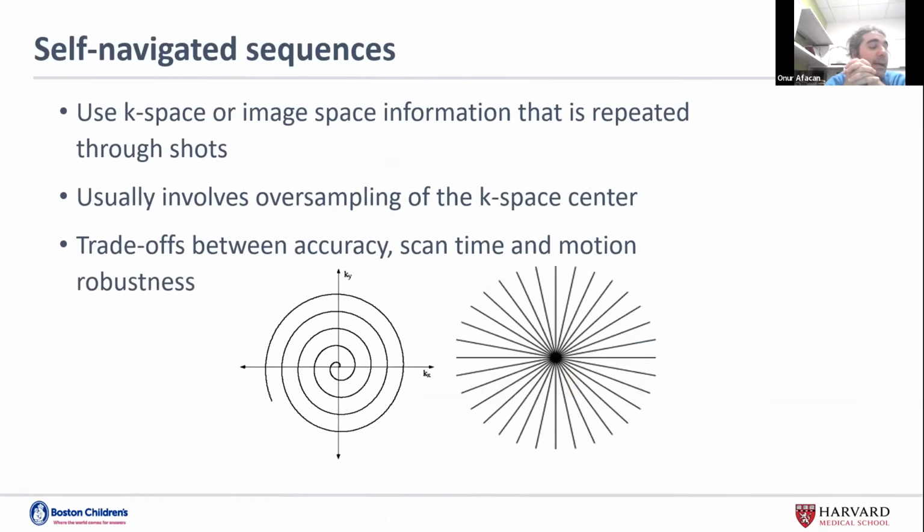The next topic is self-navigated sequences. Basically, these sequences use some part of k-space or image space information that's repeated through the shots. This usually involves oversampling of the k-space center. For example, in radial, all the lines pass through the k-space center, and you can estimate some motion parameters from this k-space center. Again, there's a trade-off between accuracy, scan time, and motion robustness.